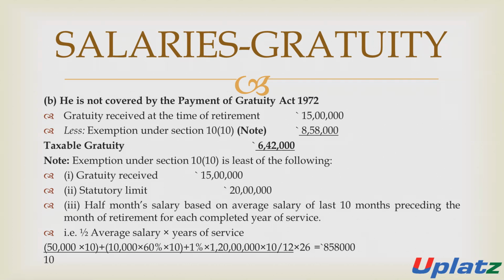The amount of gratuity received is 15 lakh rupees. The statutory limit is 20 lakh. And the third point is half month salary, which is based on the last 10 months preceding the month of retirement, for each completed year, not for the part.